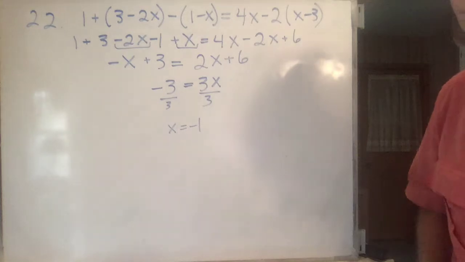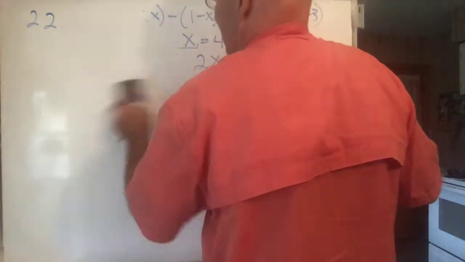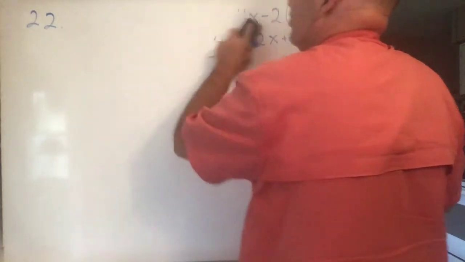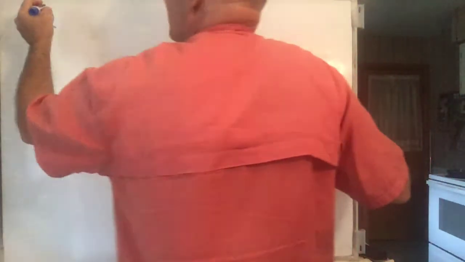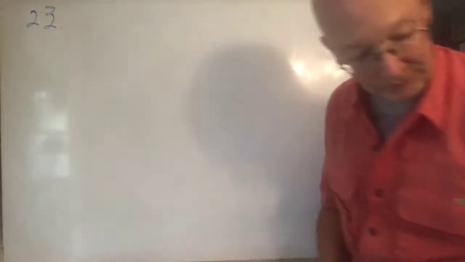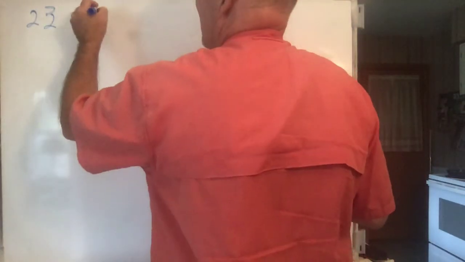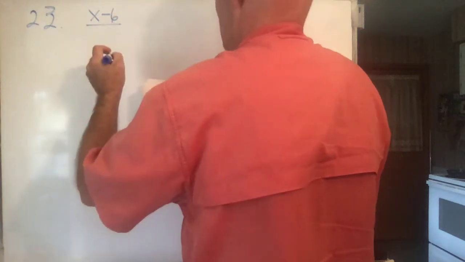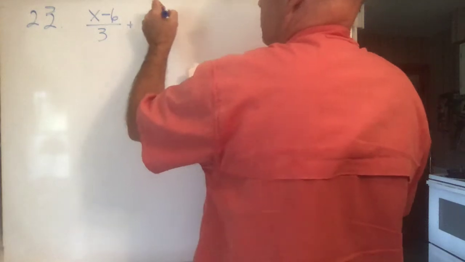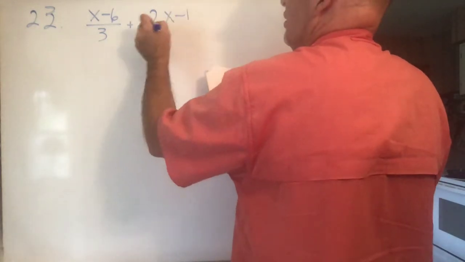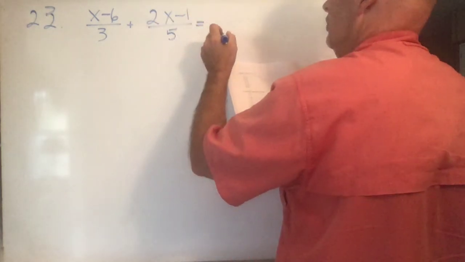Okay, number 23. Another one where you just need to do some rather straightforward algebra manipulation. 23, we have x minus 6 divided by 3 plus 2x minus 1 over 5 is equal to 11.